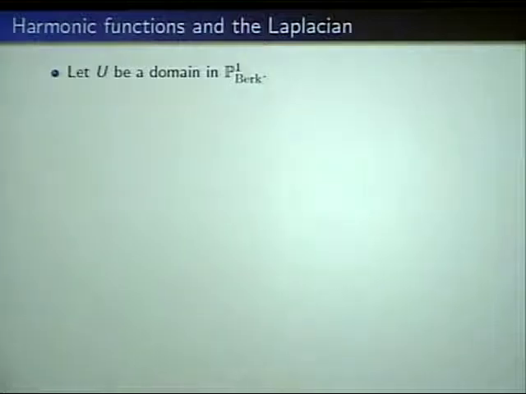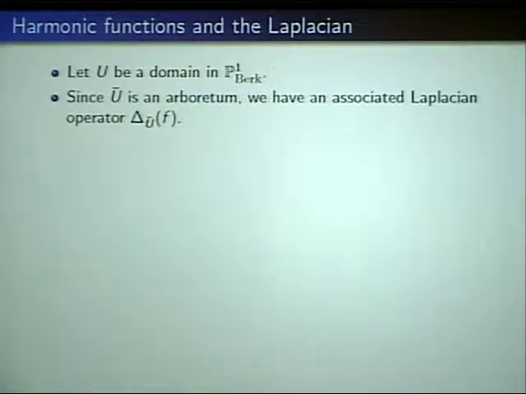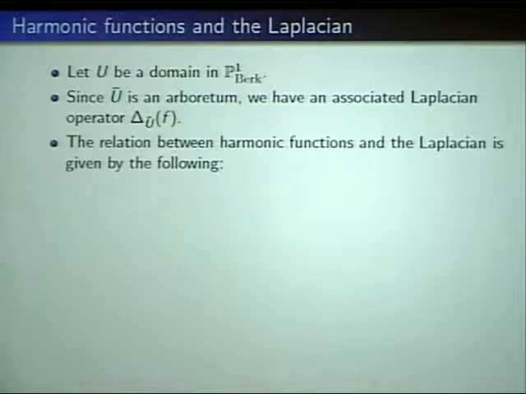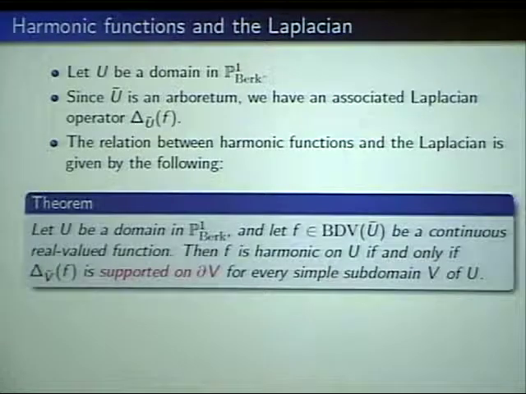So I want to tell you the relationship with the harmonic functions. Here's the relationship. If you have a domain U, U bar is an arboretum, as I mentioned, and so there's a Laplacian on U bar. And the relation between these two concepts is just the following. If U is a domain and F is in the space BdV, then F is harmonic if and only if its Laplacian is supported on the boundary of V for every simple subdomain V.